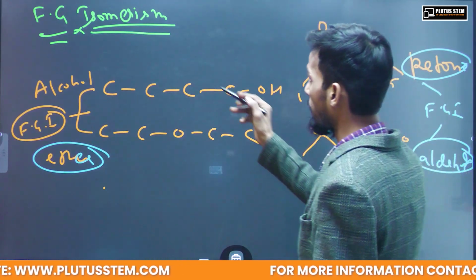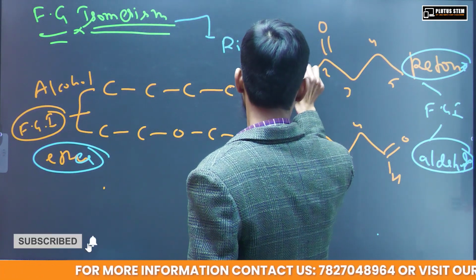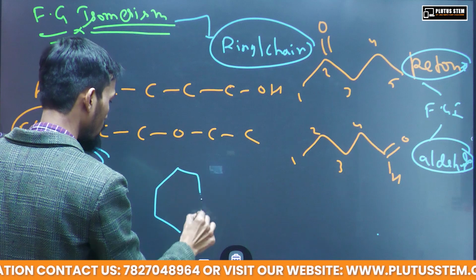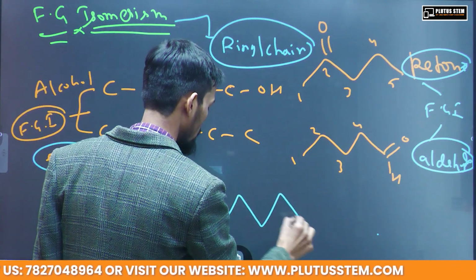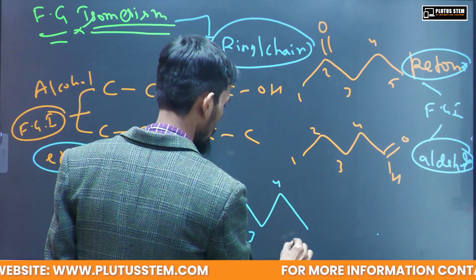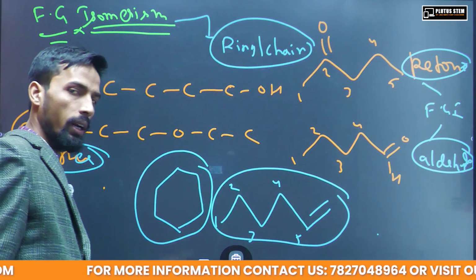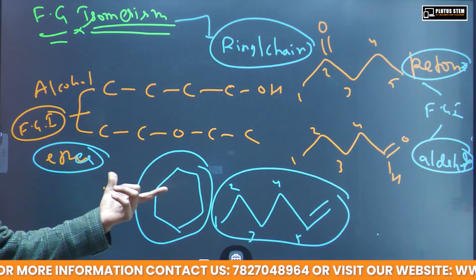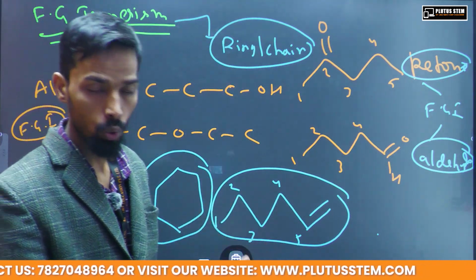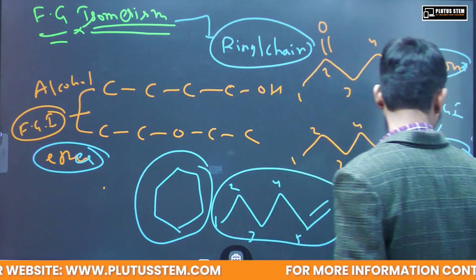one more type of isomerism is a subclass of this: ring chain isomers. Ring chain isomerism is where we have a cyclic chain and another is like this. So this is a ring and this is a chain. This is a sub part of functional group isomerism only, where the conversion is from ring to chain, chain to ring. Such type of isomerism is known as ring chain isomerism. It is a subclass only of this functional group isomerism.